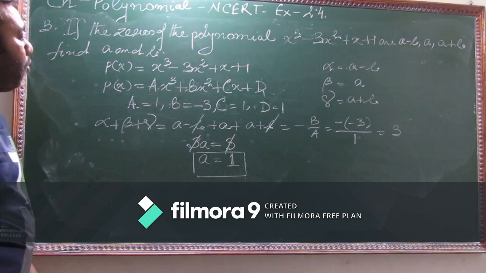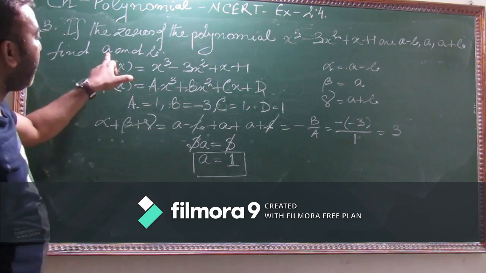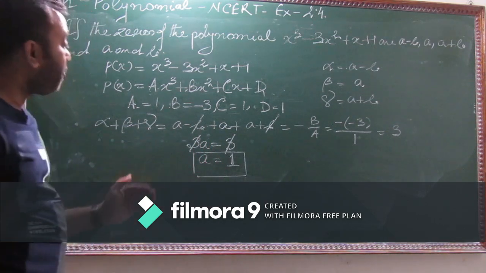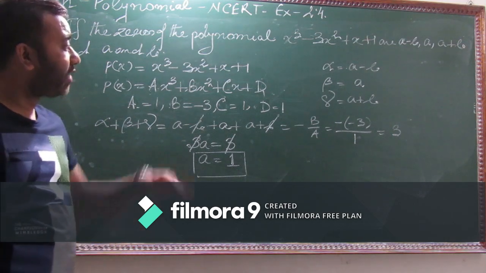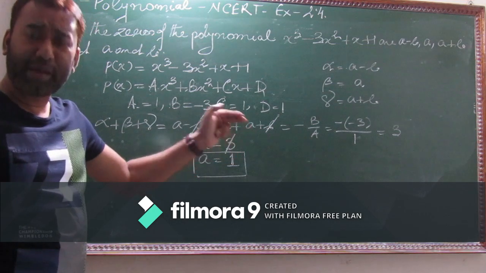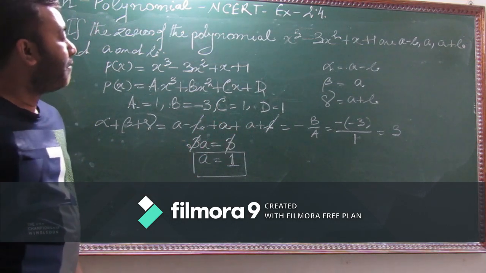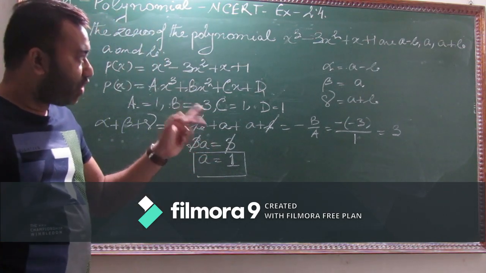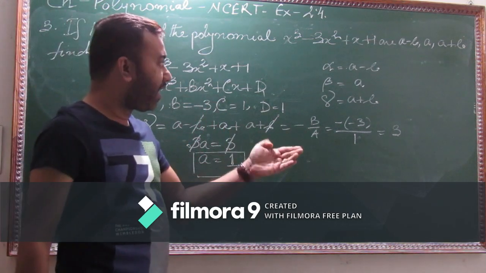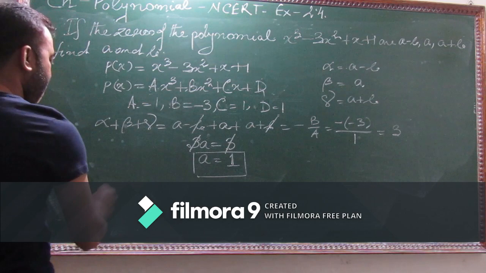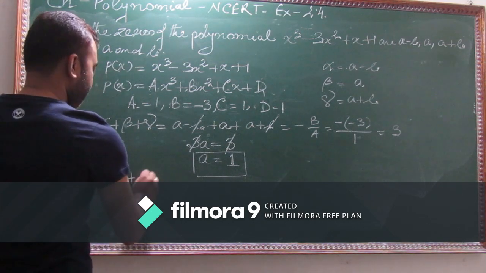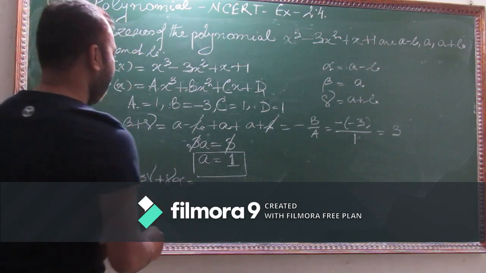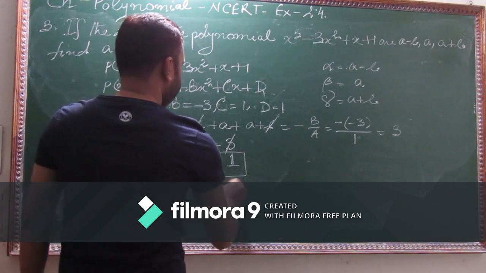If A is equal to 1, one value is done, which means my 50% work is done. To find the other value, I have to use the other relations. My second relation is the sum of the products of the zeros taken two at a time: alpha beta plus beta gamma plus gamma alpha is equal to C by A, and C by A is 1.